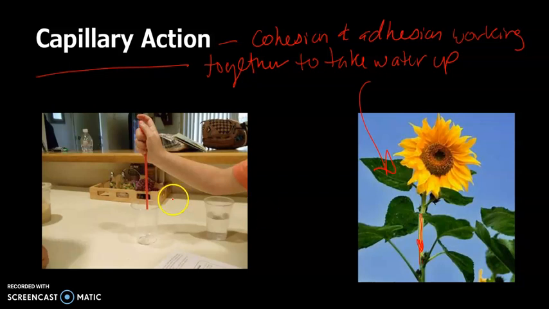Another example is if you have ever taken your straw and put it in a cup of water and then stick your finger on it and then pull it back up, you have just illustrated capillary action.